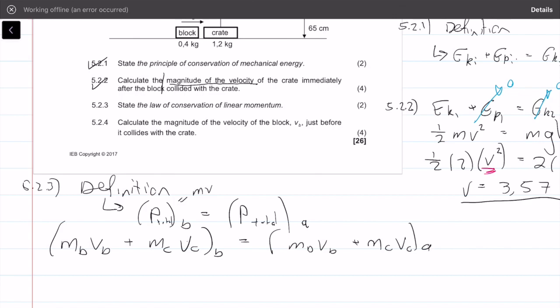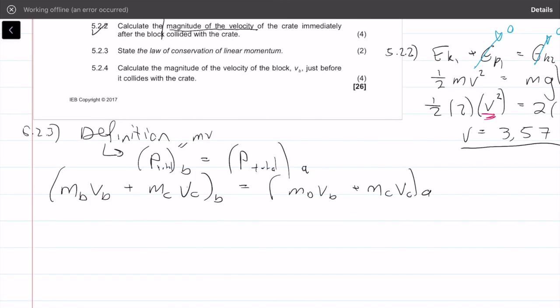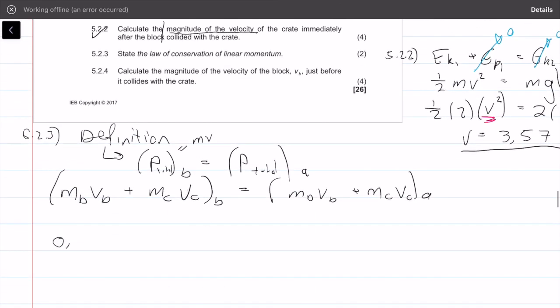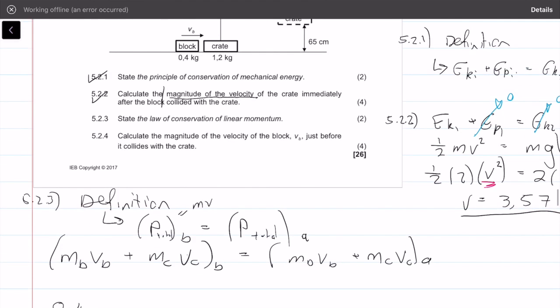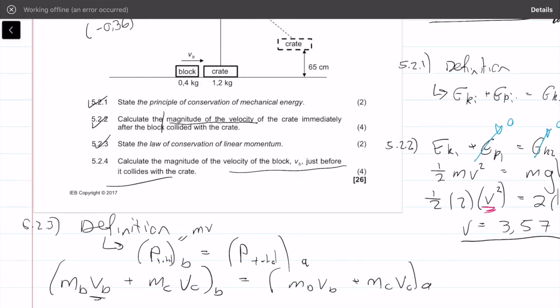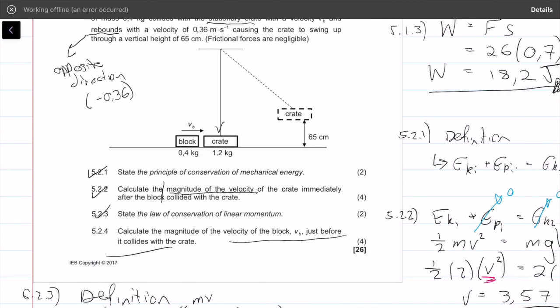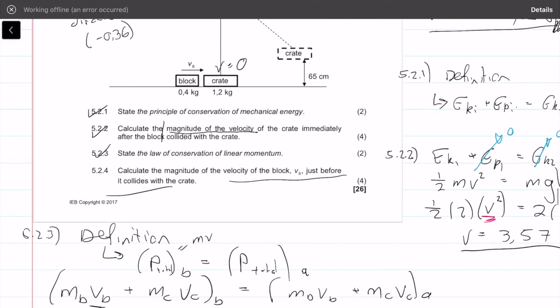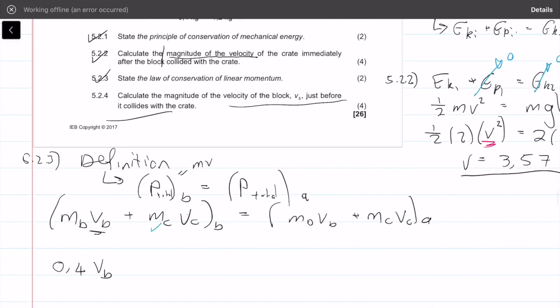Now we can start filling stuff in. We know the mass of the block is 0.4. What we're looking to do is calculate the magnitude of the velocity of the block just before it collides with the crate. So that value right there is going to be our unknown. We know that the velocity of the crate initially was 0, since it was stationary in the question, so that term goes to 0.